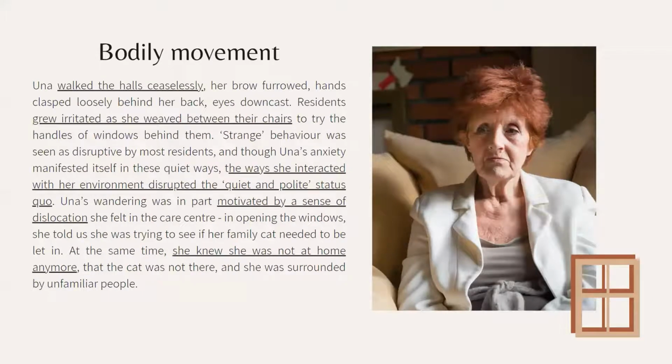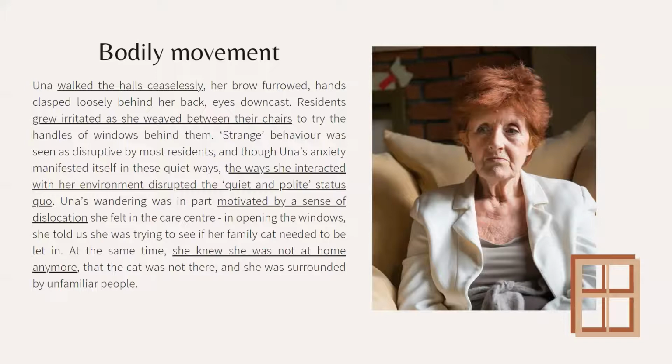Some residents traced out the anxiety of being in the care home in bodily ways. One resident, Una, walked the halls incessantly, her brow furrowed, her hands clasped behind her back, her eyes downcast. Residents grew irritated as she weaved between their chairs to try the handles of the windows behind them. Strange behaviour like this was seen as disruptive by many residents.